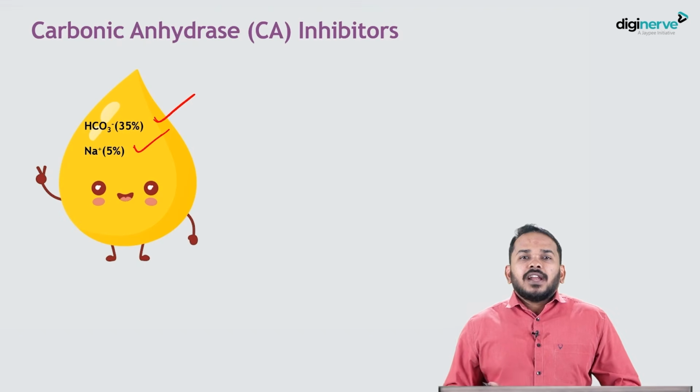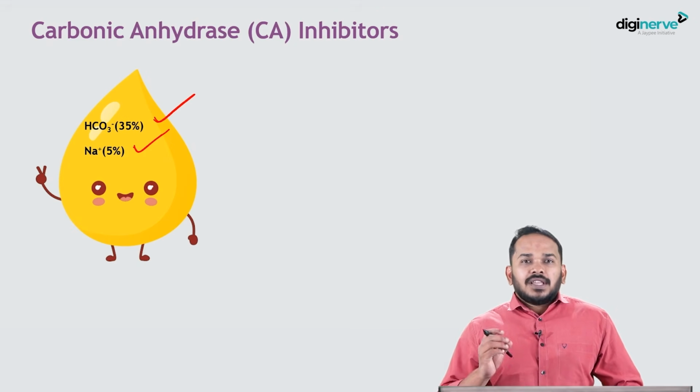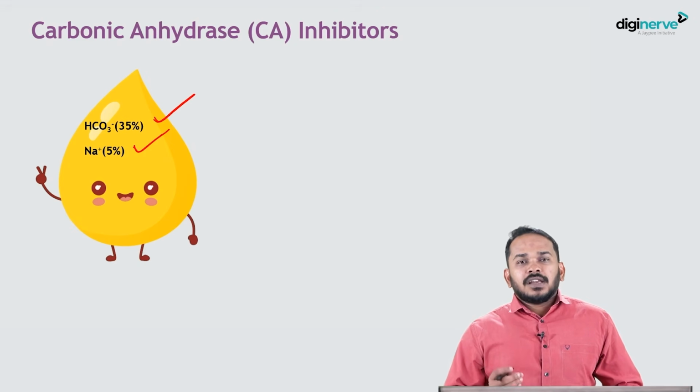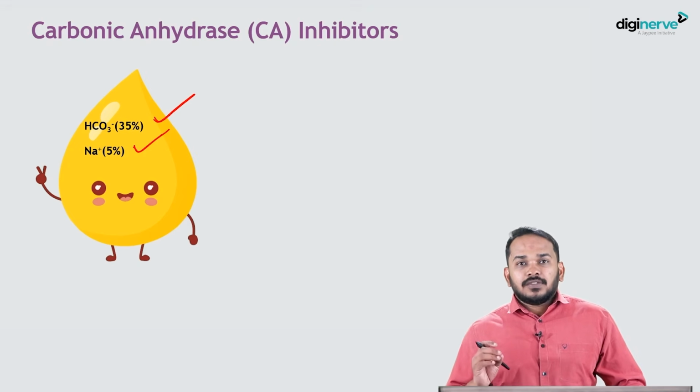So carbonic anhydrase inhibitors will inhibit the reabsorption of sodium. So this will result in increased levels of sodium in the ultrafiltrate. And more amount of sodium present in the ultrafiltrate will trigger the reabsorption of sodium from the thick ascending limb, from the distal convoluted tubule and also from the collecting tubule. So the amount of sodium increased in the ultrafiltrate will be reabsorbed at various areas of the nephron.